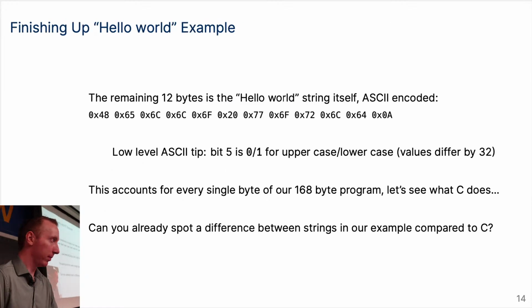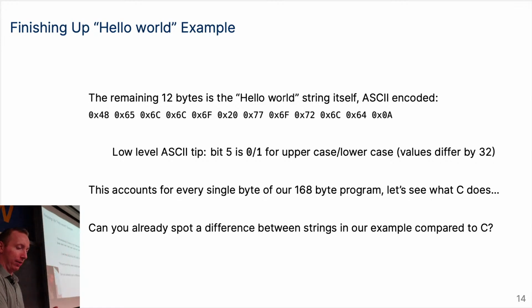Okay. So if we finish up our example, we only have 12 bytes left, and that's, of course, the string that's ASCII encoded. If you have to look at ASCII strings a lot, which I feel sorry for you if you do, a quick little hack is you can always see if something's lowercase or uppercase by looking at just one bit. So very efficient back in the day. So that's every single byte of our program.